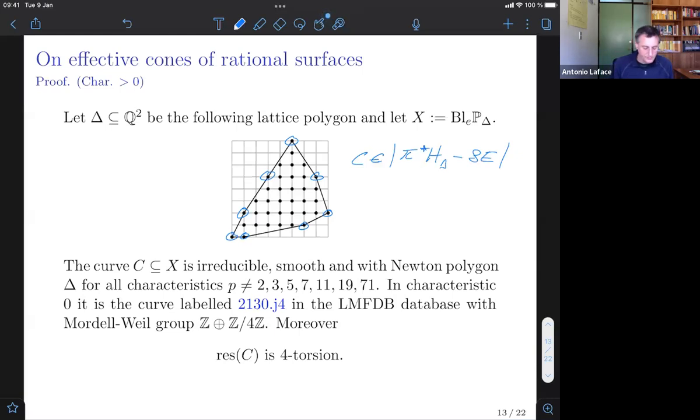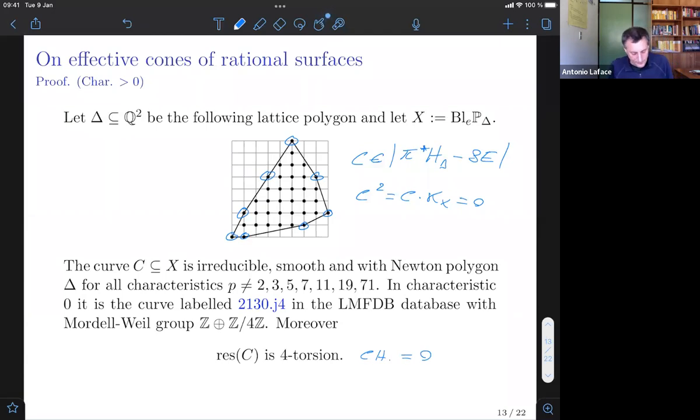So the curve is irreducible, again smooth, with Newton polygon delta, and again, I'm not going to repeat, but C squared is equal to C·Kx, which is 0. So again, I can produce a genus 1 curve, which actually is elliptic, and this has this label in the database, and the Mordell-Weil group is Z plus Z/4. And this time one can show that the restriction of C is 4-torsion. I mean, this in characteristic 0.